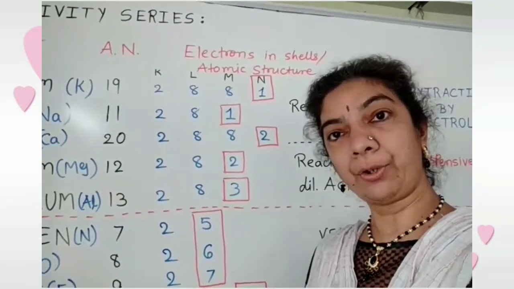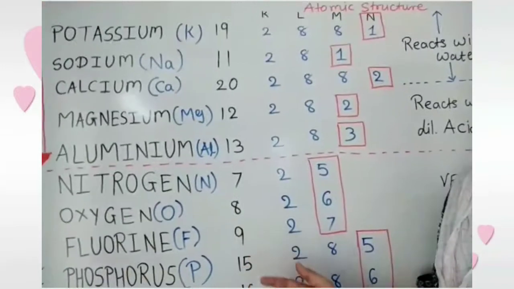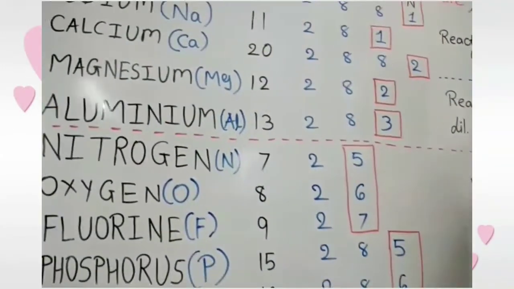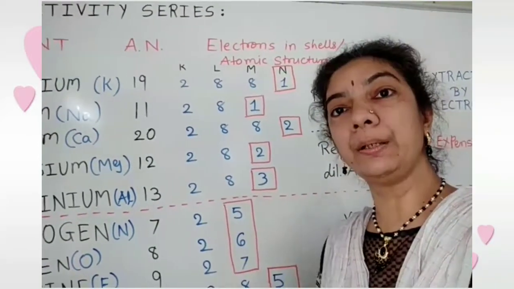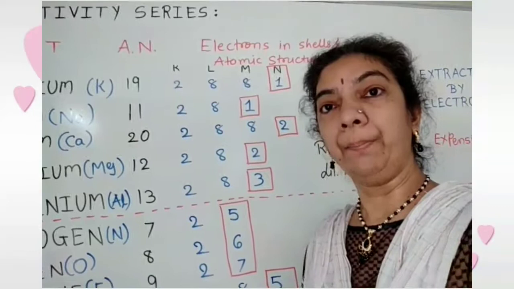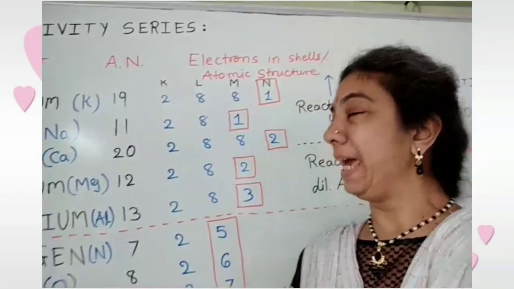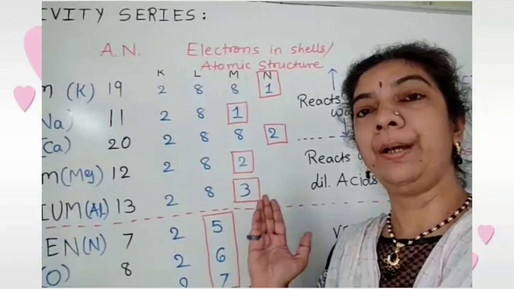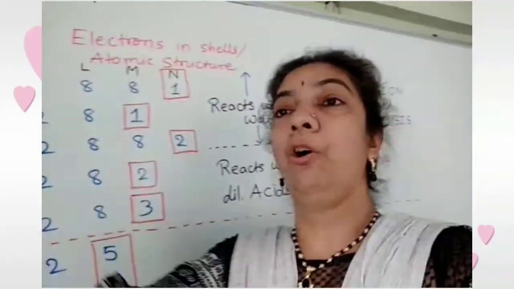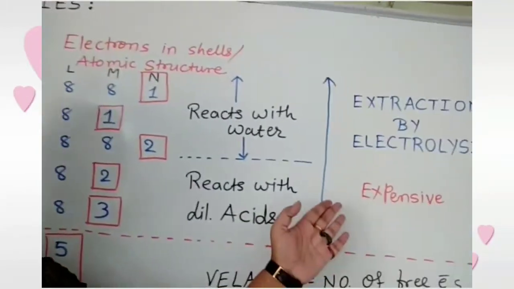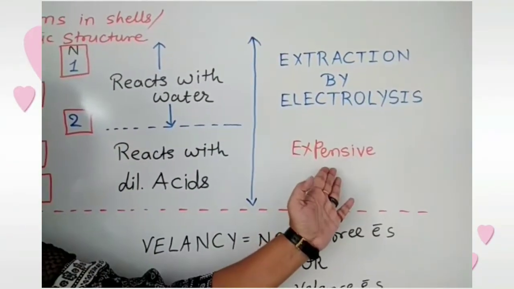Based on this electronic configuration, this activity series of metals and non-metals has been given, and from this, the reactivity series of metals and non-metals, all the other properties like valency, based on the valency, the chemical bonding, the ability to form bond, then the reactions with water, acid, oxygen can be explained, can be defined, and the extraction of the metal, which for the very highly reactive metals, is done by electrolysis, which is expensive.